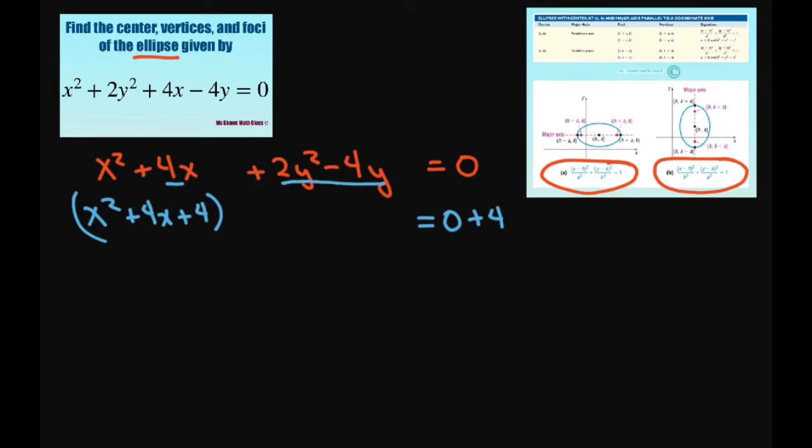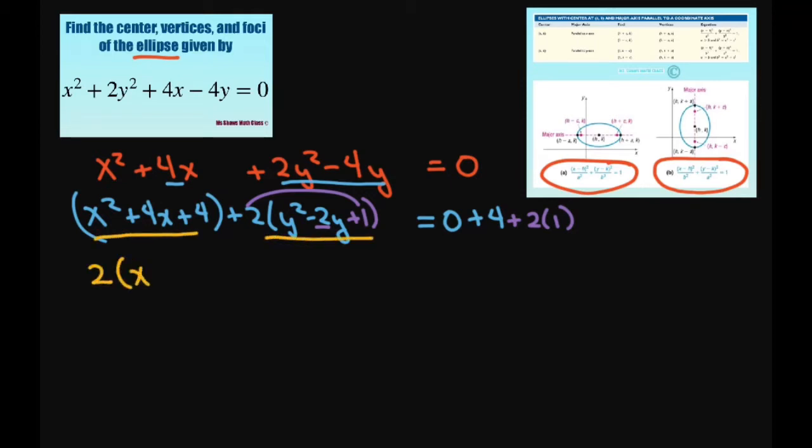Now for this piece, let's first factor out a 2. That's going to give me y squared minus 2y. Then you take half of 2, which is 1, and square it, so it's plus 1. So what we have to add on the right side is this 2 times 1. Now we have perfect square trinomials on the left-hand side, so we can condense it to x plus 2, half of 4 is 2, squared, and then for this piece, y minus 1, half of 2 is 1, squared, and this equals 6.